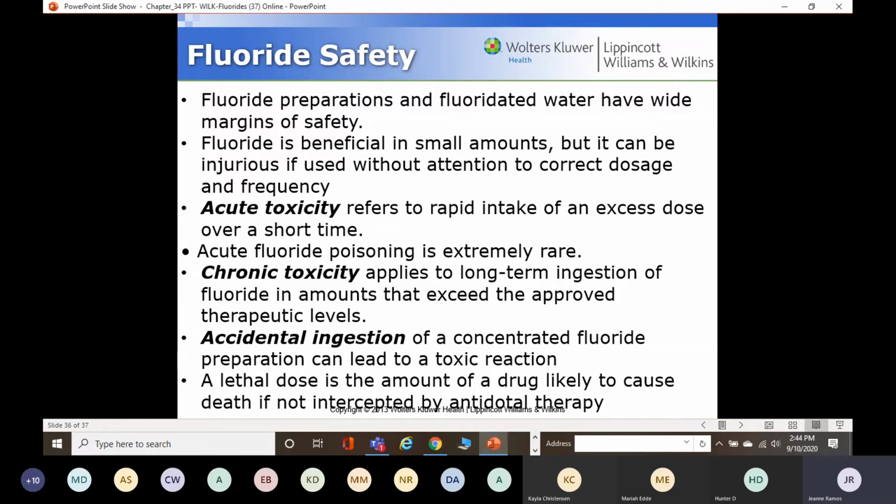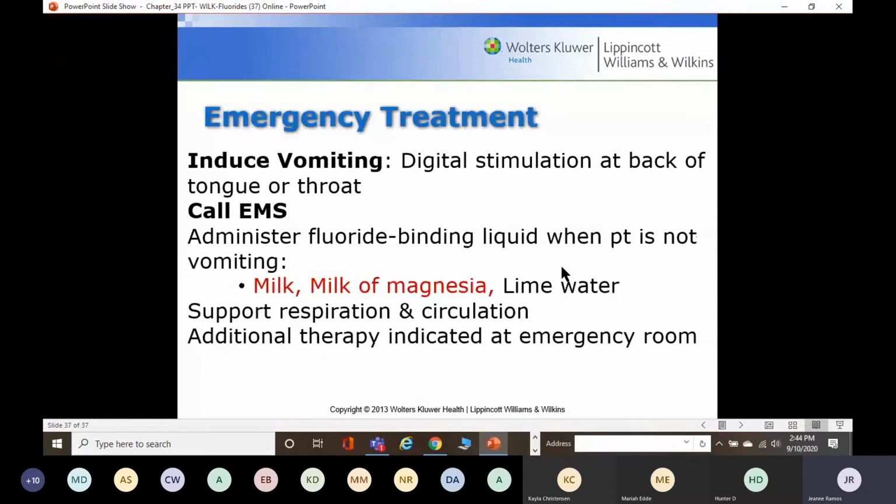A lethal dose is the amount of a drug likely to cause death if not intercepted by an antidotal therapy. So it's a good thing to keep out of little kid, toddler hands, because they could wind up just eating a lot of it. Some of them are bubble gum flavored and different ones are flavored pretty nice.